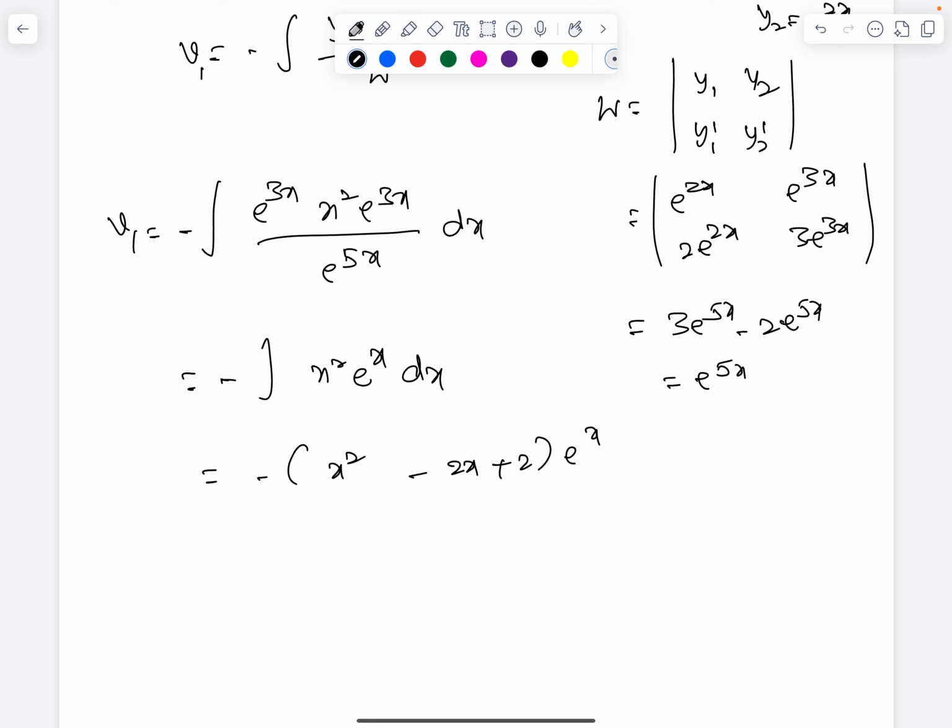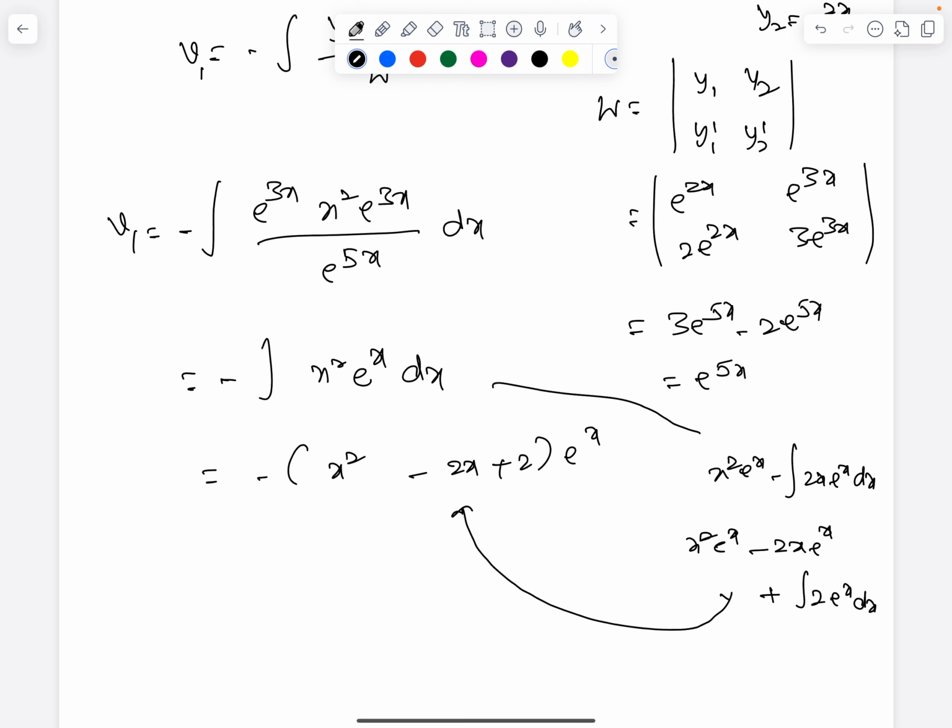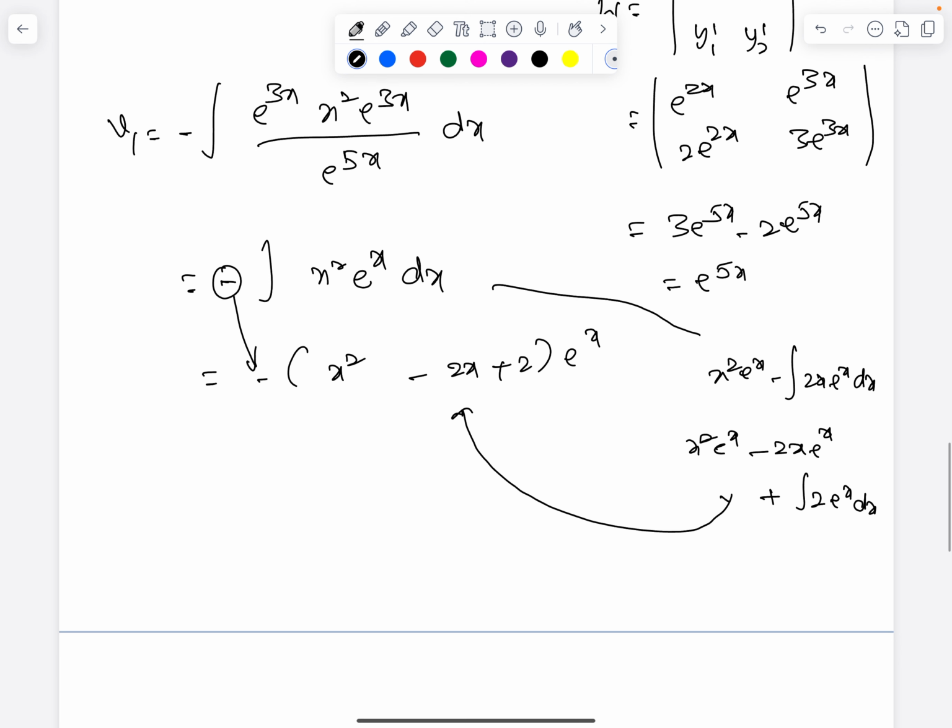So you have to apply integration by parts. The first step gives x square e power x minus integral 2x e power x dx, and further it is x square e power x minus 2x e power x plus integral 2 e power x dx. If you simplify, this leads to this one, and the minus is carried forward. So v1 is this.